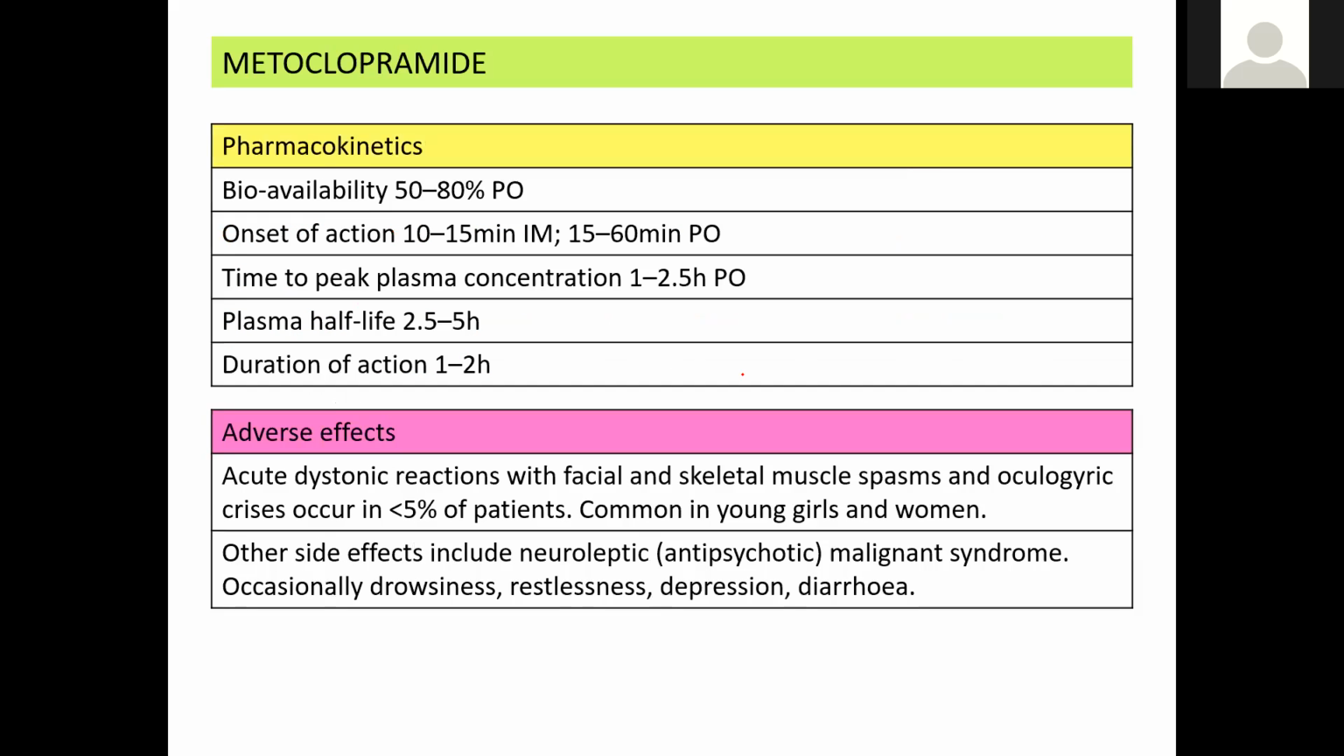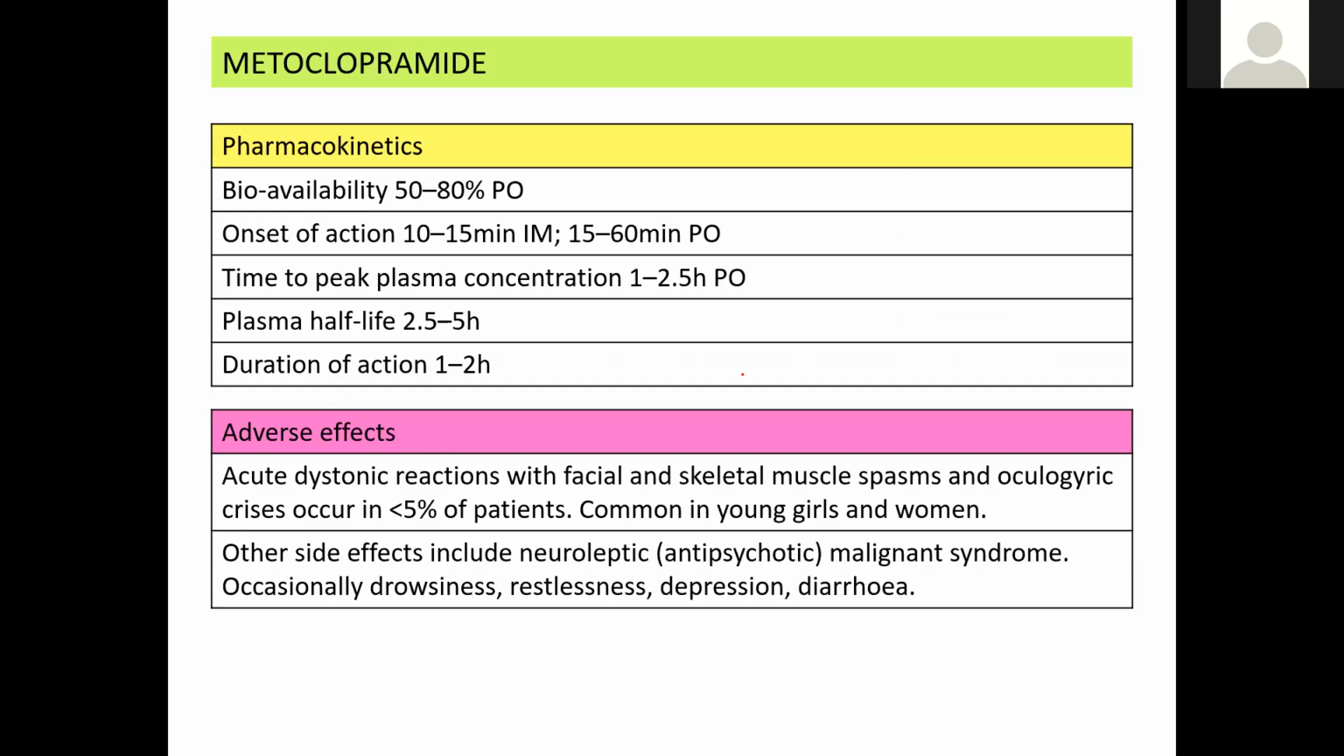Its bioavailability is pretty good, and the duration of action is 1 to 2 hours. Usually we give a 6-hourly dose. The one thing you might be scared of, or might have heard about, is the extrapyramidal symptom. With any neuroleptic, you might be worried about extrapyramidal symptoms. That is one thing we need to think about.